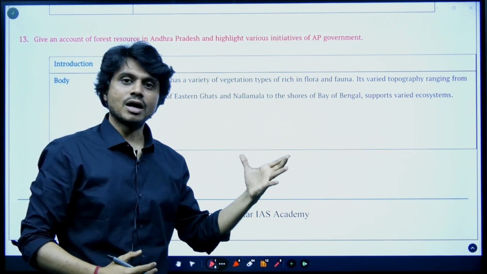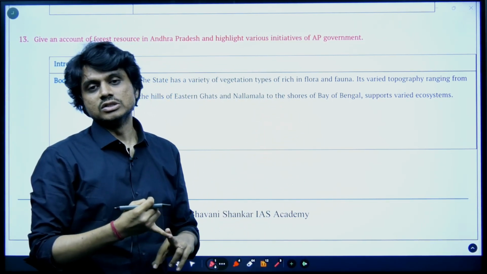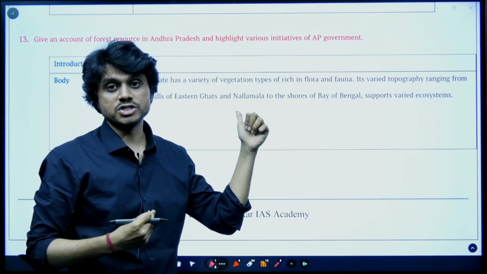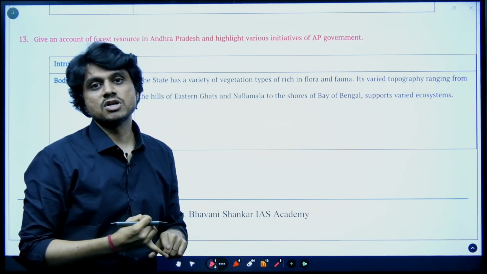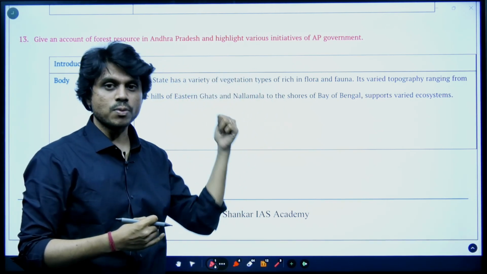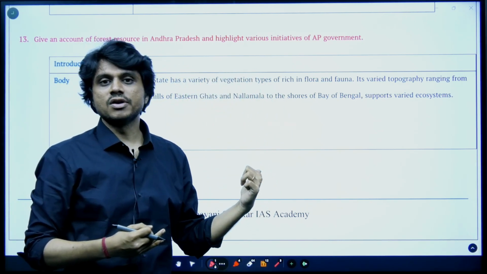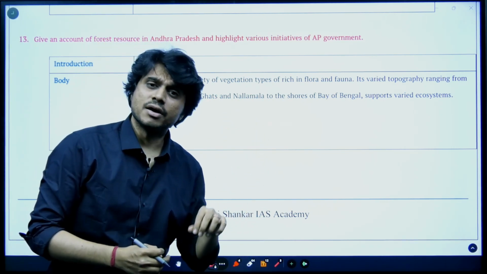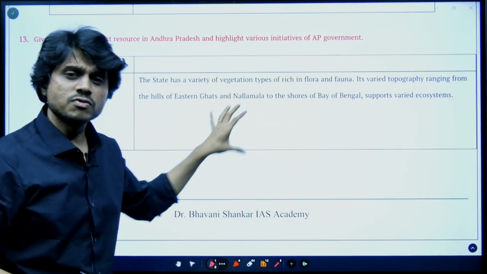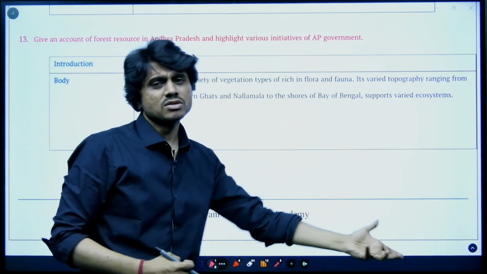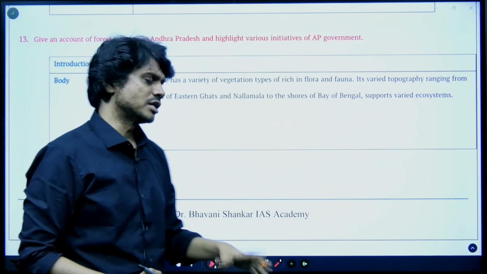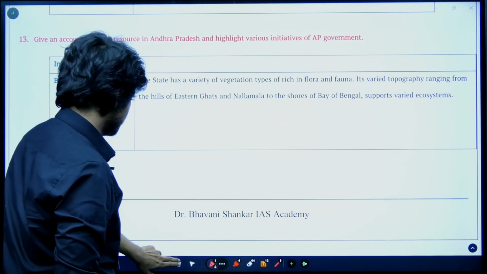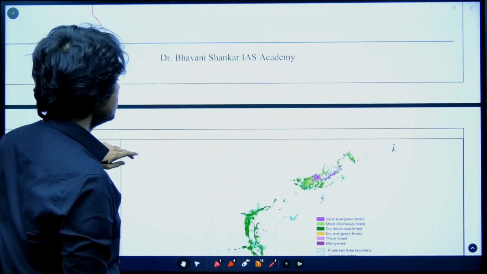So we will try to understand three things here. We will try to understand not just the distribution of forest resources. We will also try to understand the vegetation of Andhra Pradesh, forest resources properly, and also the flora of Andhra Pradesh, which was asked last year. Along with this flora, we will also discuss the distribution of the fauna in Andhra Pradesh. So once the introduction has been done, we will move to the body.